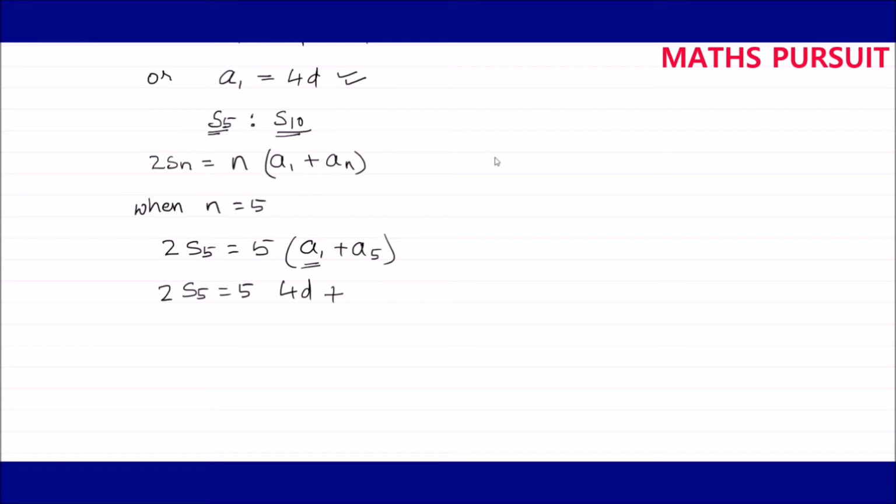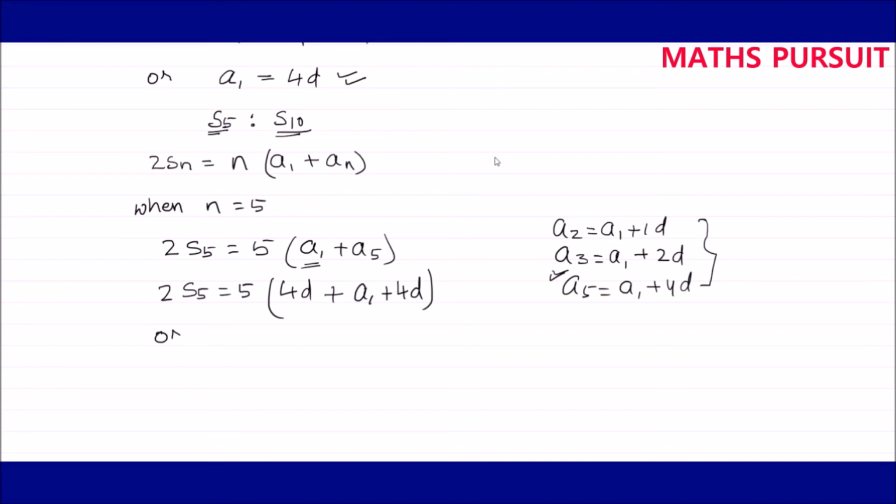We know that A2 is equal to A1 plus 1D, A3 is equal to A1 plus 2D. Similarly, A5 is equal to A1 plus 4D. This is what we know. We very well know how to find out all these terms: A2 is A1 plus 1D, A3 is A1 plus 2D, A5 is A1 plus 4D. Now I am going to replace the value of A5 as A1 plus 4D here. So I will write here A1 plus 4D.